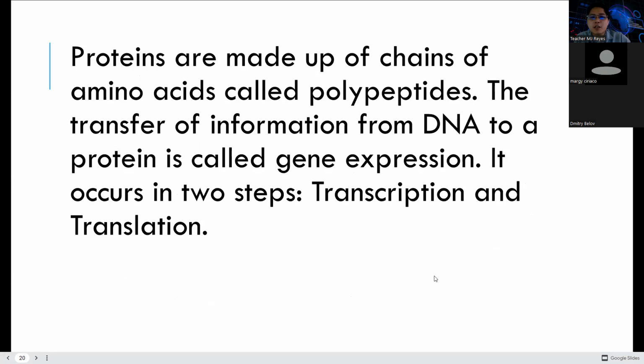Proteins are made up of chains of amino acids called polypeptides. The transfer of information from DNA to protein is called gene expression. Here you can see the expression of a particular gene if there is a complete transfer of information. It occurs in two steps. The first step is the transcription phase. The second is the translation phase.